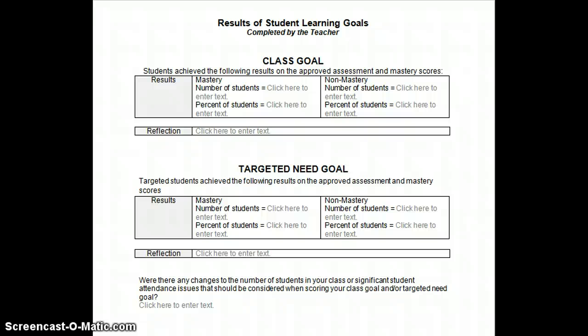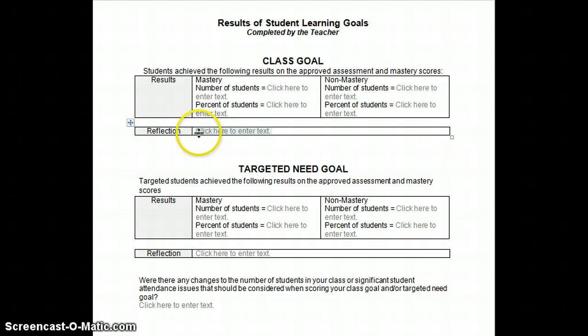Did we meet our class goal? Did we meet our targeted needs goal? And so it's just a one-page document. It does a real nice job of capturing everything, I think, anyways. And so the first part is, well, how many students achieved mastery? And what percent would that be? And then how many students were still at non-mastery, and what percent would that be? And we can see that we have that for both the class goal and the targeted needs goal.